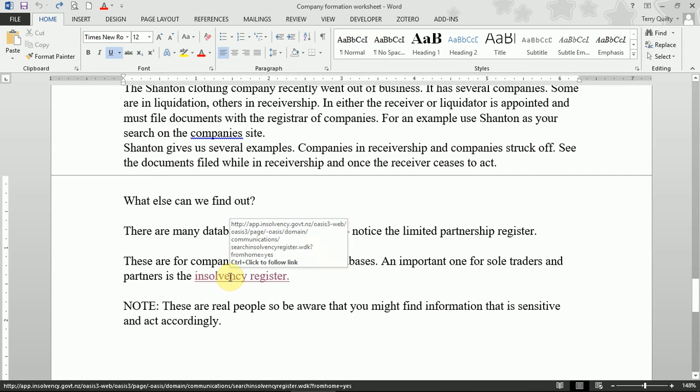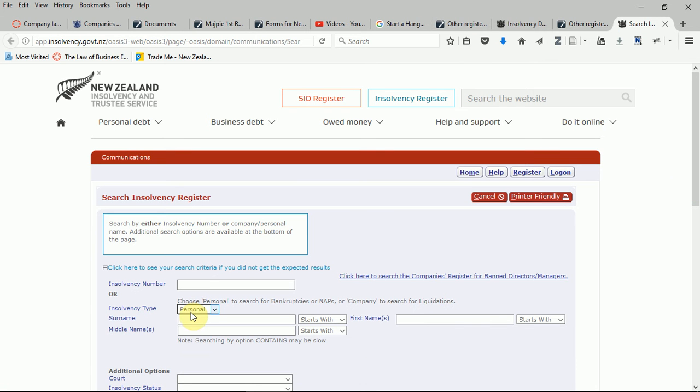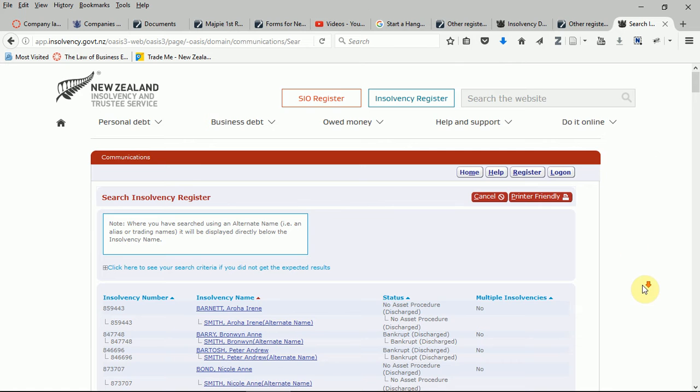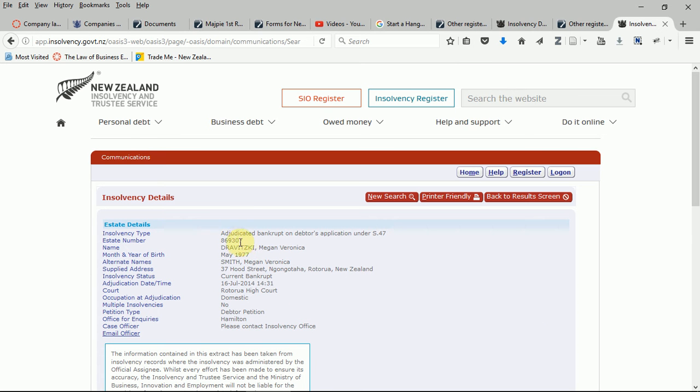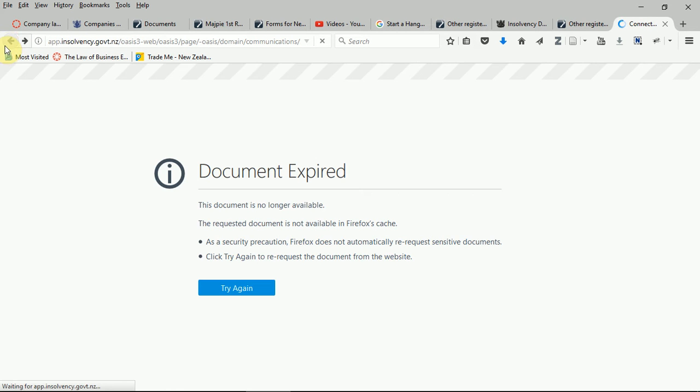The other one down here is the insolvency register. So you can go through here and you can look up a person's name. So I'll just pick a common name, hopefully not someone we're aware of, and be very aware that these are real people and very sensitive issues. So we could bring up someone here. And so it gives the person's adjudication. This was on a debtor's application, so she applied for her own bankruptcy, and it gives the date and what court, and you can email the official assignee and talk to them if you need to.